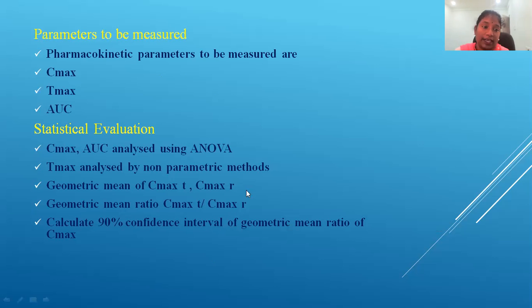Okay, so next one is statistical evaluation. How are we calculating statistically? Cmax and AUC are analyzed by the ANOVA method. And Tmax is analyzed by non-parametric methods, and geometric means are also used for Cmax T and Cmax R. And the geometric mean ratio, Cmax T divided by Cmax R, we are calculating. Not only that, we also calculate the 90% confidence interval by the geometric mean ratio. These are the statistical evaluations.